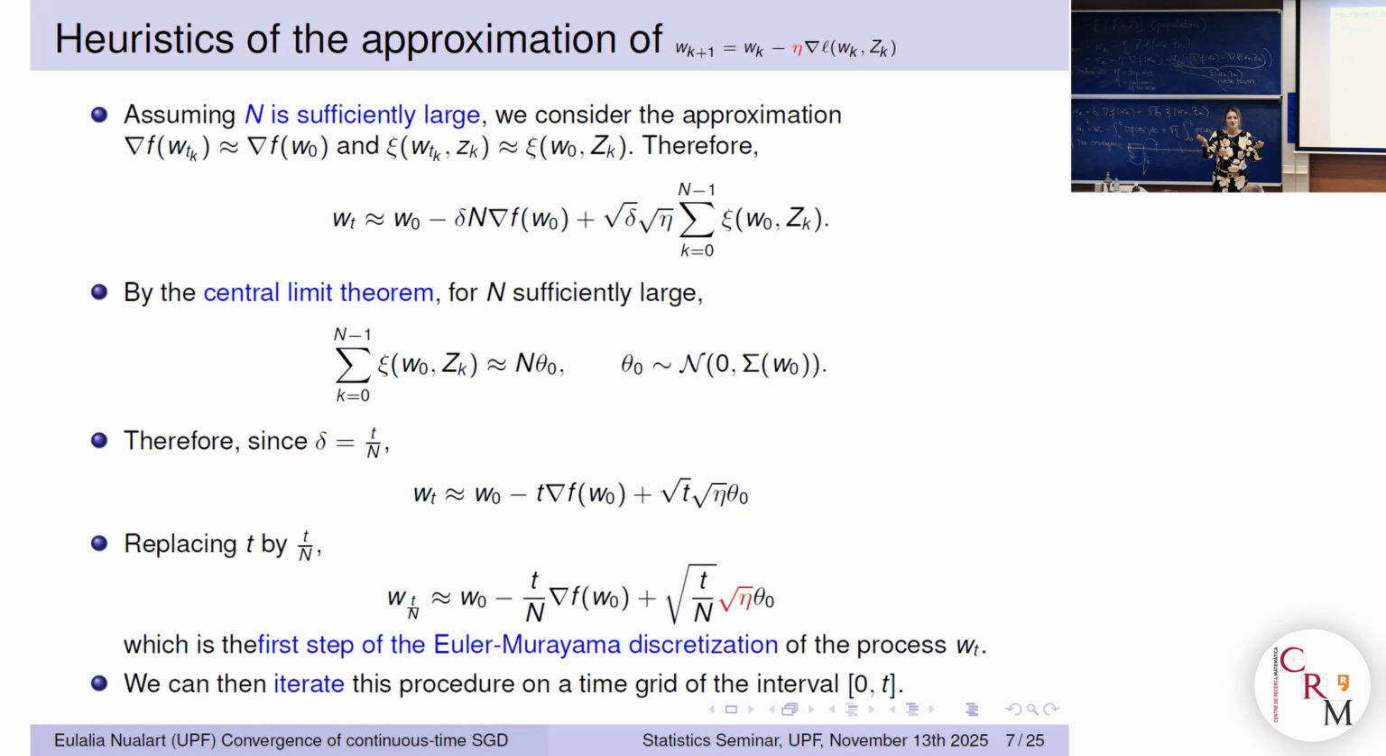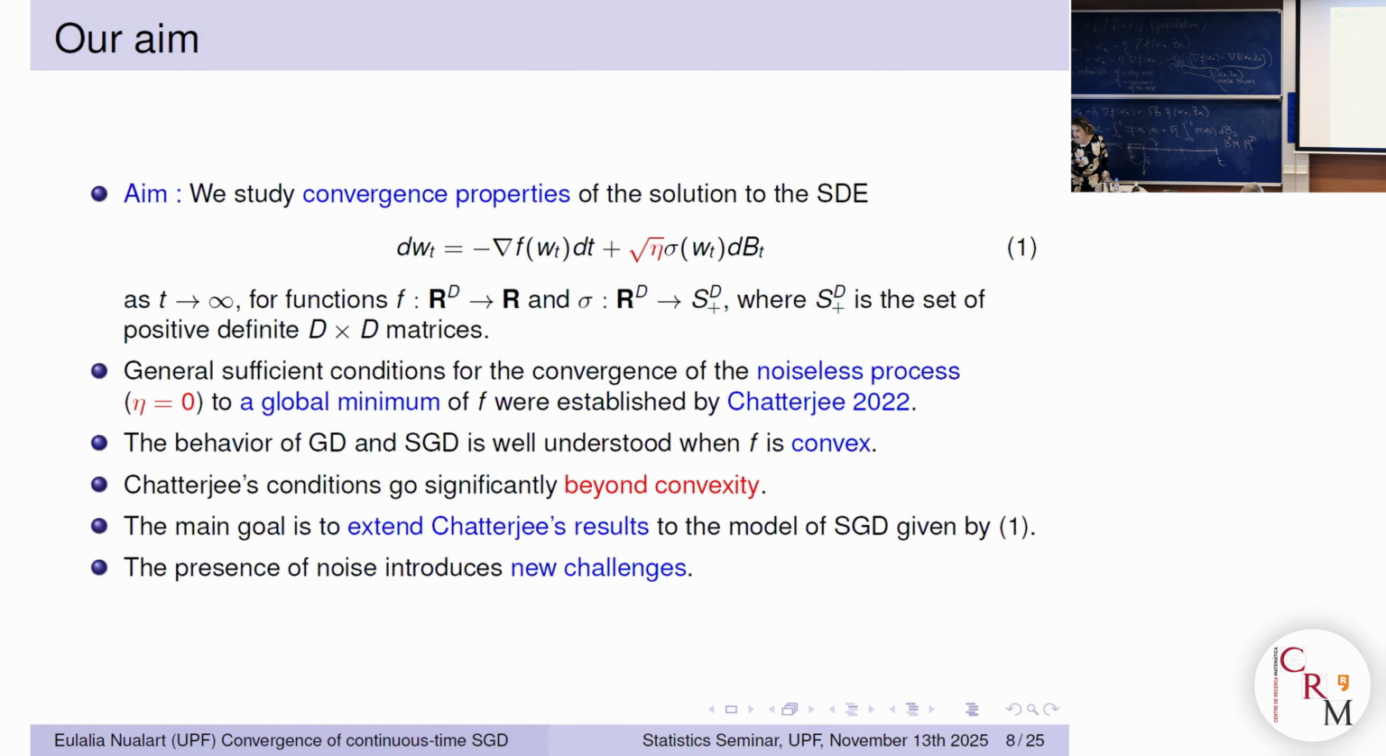Okay, so this was just for those that don't know where this continuous time SDE comes from, but this is not relevant for our work, because in terms of convergence, either you study one or you study the other. So this is how you obtain this process. Please remember, it's not exactly gradient descent, it's an approximation of gradient descent using this different scaling.